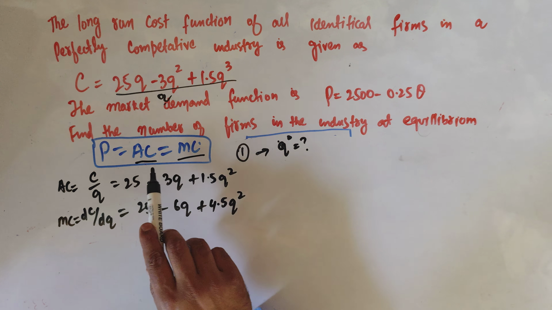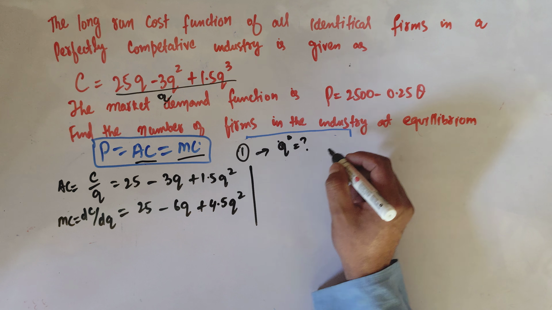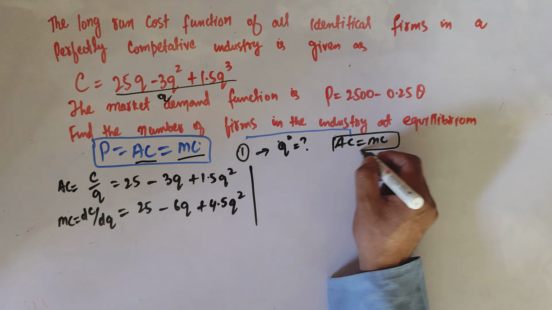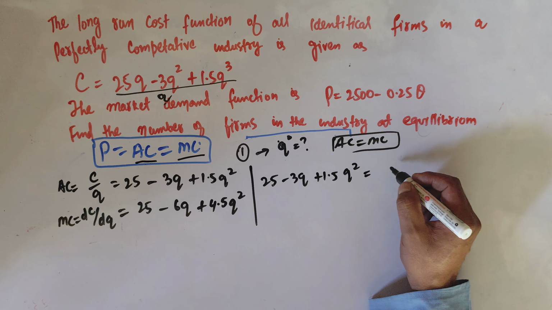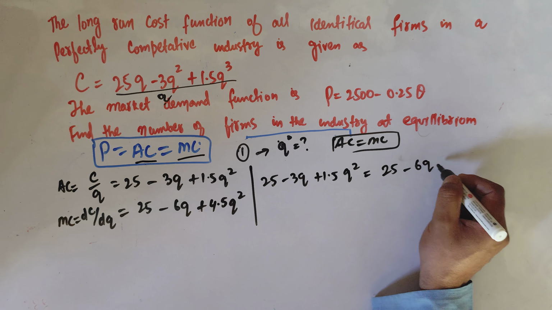Equilibrium requires we equate average cost with marginal cost. So AC = MC implies 25 - 3Q + 1.5Q² = 25 - 6Q + 4.5Q². Solving further, 25 gets cancelled, so we have -3Q. Transposing, it becomes +6Q on the left, and transposing 1.5Q² it gets subtracted on the right. So -3Q + 6Q comes out to be 3Q, equal to 4.5Q² - 1.5Q², which is 3Q². Here 3 and 3 get cancelled, one Q gets cancelled, and we get Q = 1. That means the output produced by each firm is equal to 1.